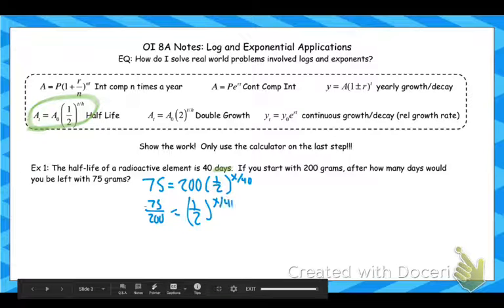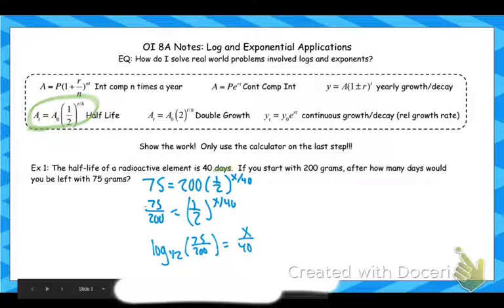And then at this point, I can rewrite this as a log. So this would be log base 1/2 of 75 over 200 equals x over 40. Then your last step to get x by itself, you would just go ahead and multiply by 40. So I get 40 log base 1/2 of 75 over 200 equals x.